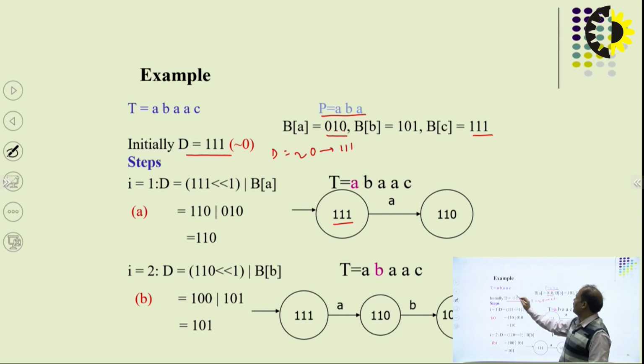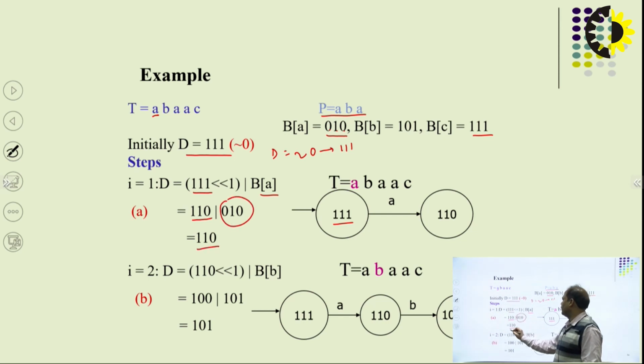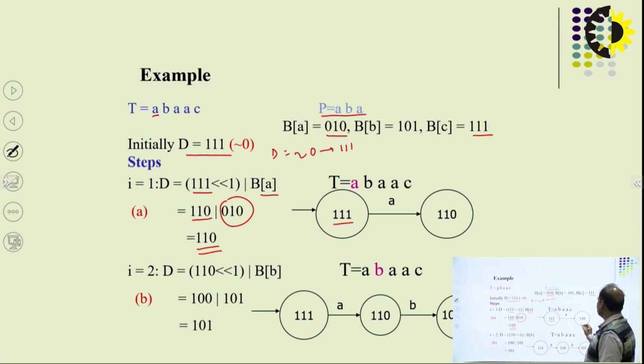So we will start from A. Initially D is all 1, left shifted by 1, OR B of A here. All 1, left shifted gives 1 1 0, right? Or B of A is 0 1 0, so this is 1 1 0. That means from 111, on input A, we get to 110. Is that clear? And we have seen that this means we are done with the first character.